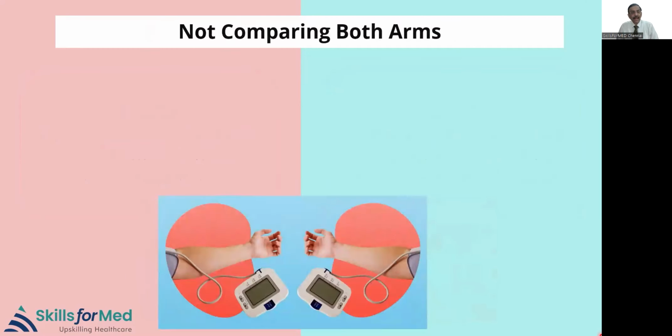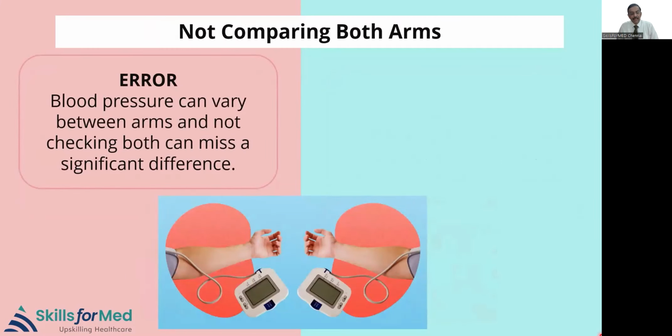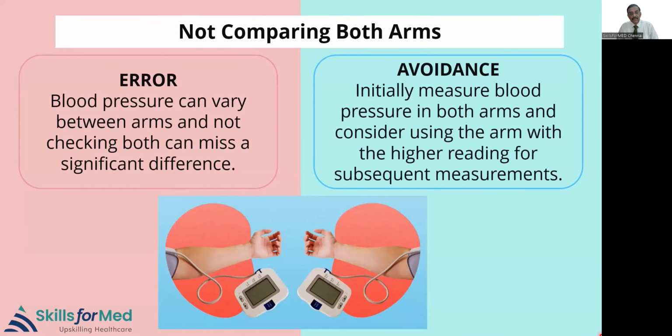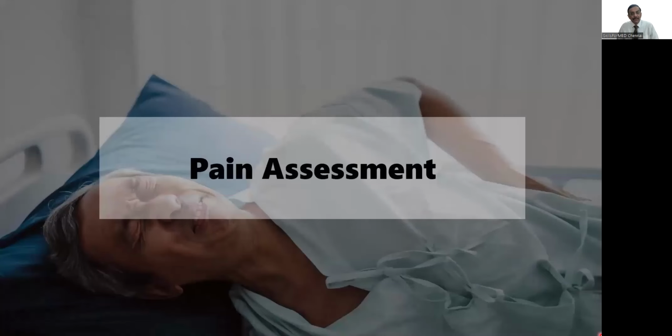And not comparing both arms is a problem, because some people have blood pressure elevated on one arm more than the other, and coarctation of aorta can be another cause where the variation is very wide. So you have to take the blood pressure on both arms, and then decide which arm you're going to take the measurement on. Usually, cardiologists say that you should take the measurement on the arm which has the lower blood pressure between the 2 arms. So that's about BP.